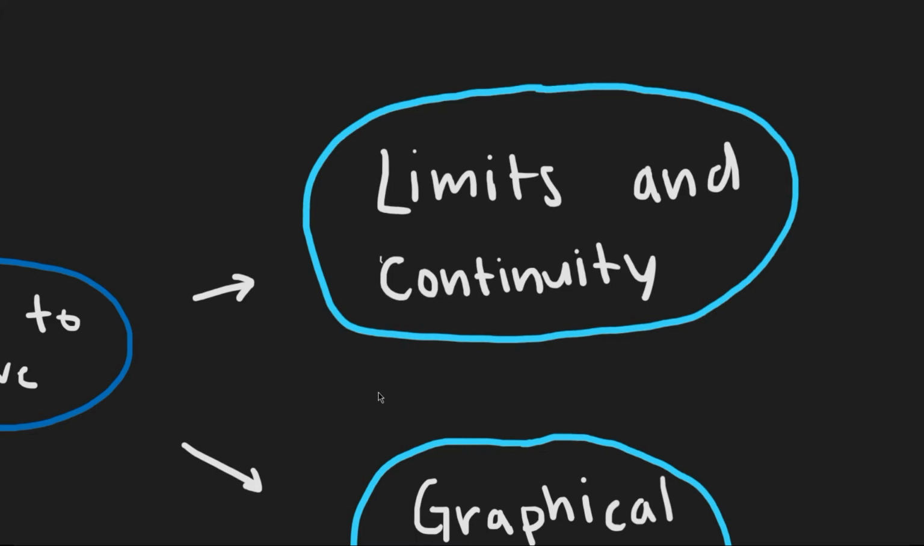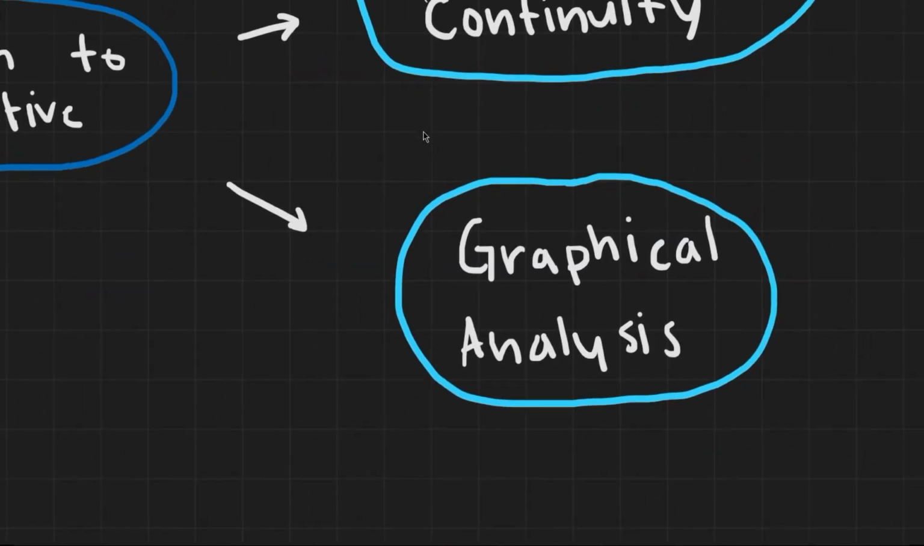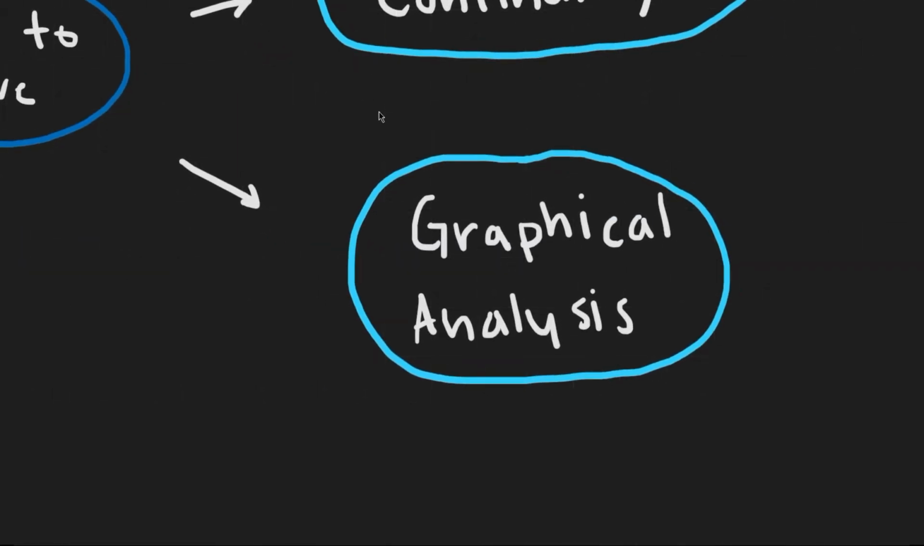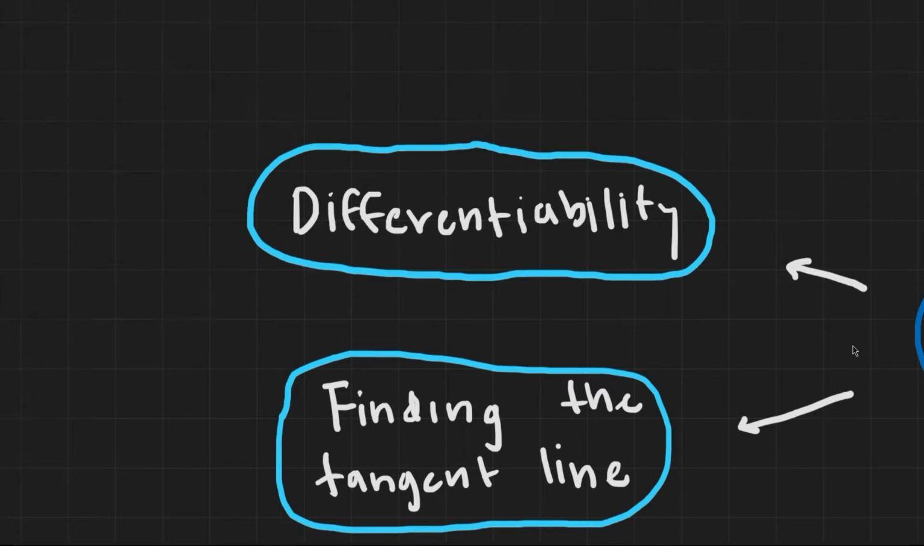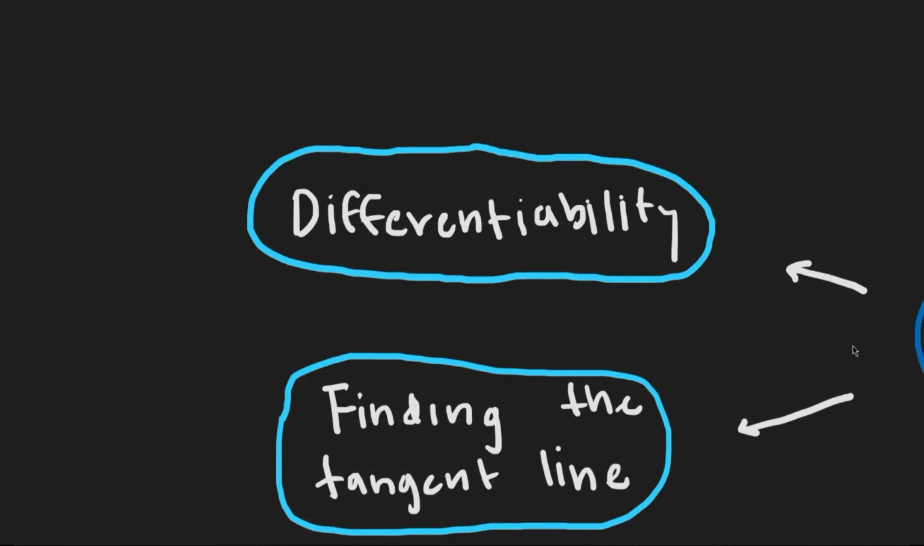Limits and continuity are the first thing you'll probably learn, and they will help us derive where the derivative comes from. Next, we have the graphical analysis, which you'll learn next. This basically covers what the derivative tells us on a graph. Pretty simple. Then over to the left, we have differentiability, which is basically just the criteria that needs to be met that shows us if we're able to take the derivative.